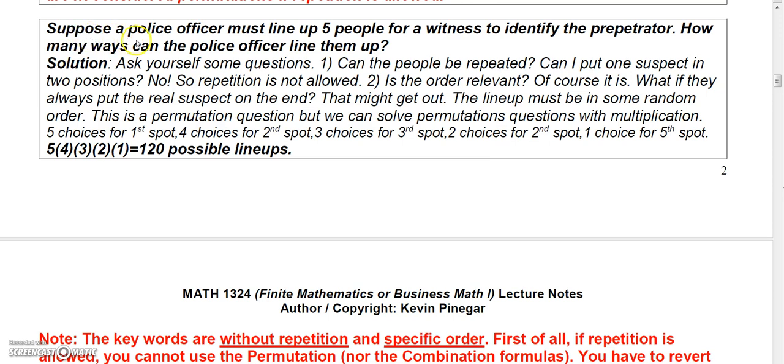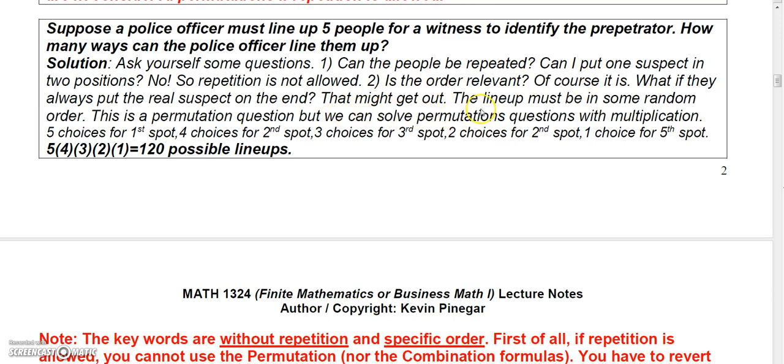Look at this example. Suppose a police officer must line up 5 people for a witness to identify the perpetrator. How many ways can the police officer line them up? Well, ask yourself some questions. Can you repeat the people? Can you put the same person in position 1 and position 3? Of course not. So repetition is not allowed. Is the order relevant? Of course it is. If I put the perpetrator in position 1, that would be different than putting the perpetrator in position 2.